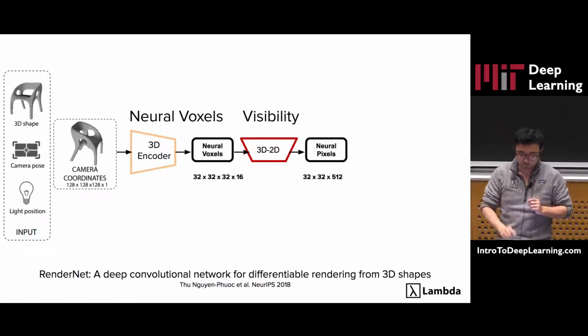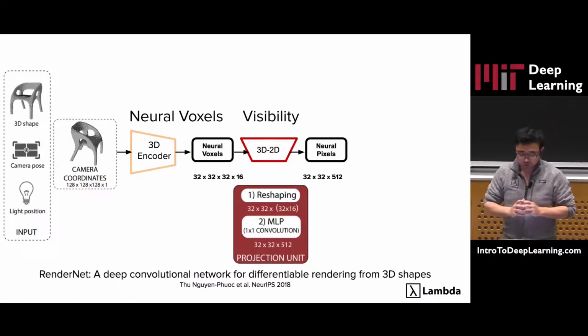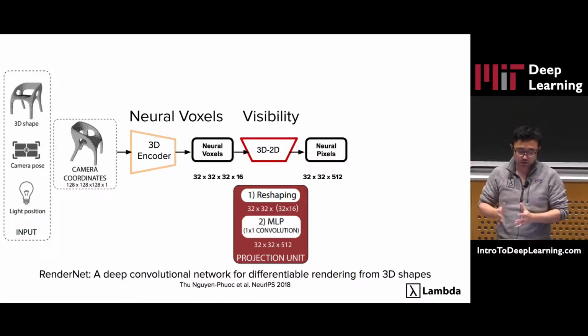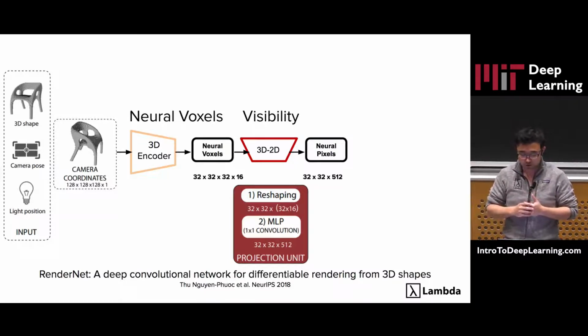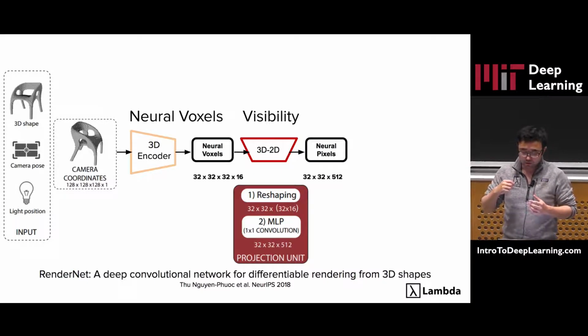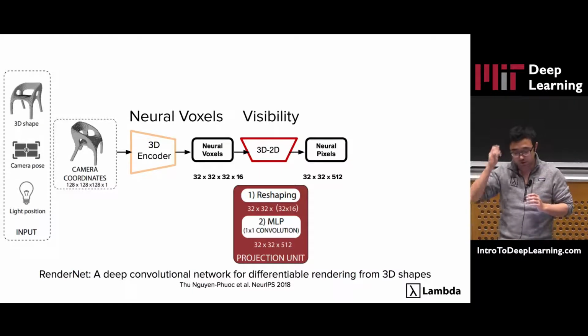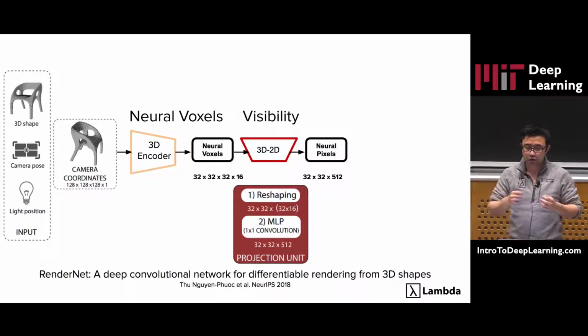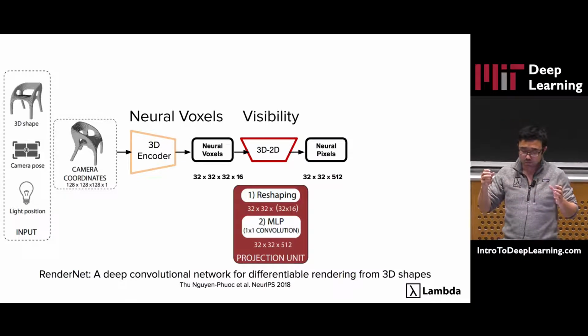To deal with this problem, we use something called a projection unit. This projection unit first takes the 4D input tensor, which is this neural voxel, and reshapes it into a 3D tensor by squeezing the last two dimensions. The last two dimensions are the depth dimension and the feature channel dimension. Then you learn a multi-layer perceptron, which learns to compute the visibility along the squeezed last channel. On a higher level, you can think of this multi-layer perceptron as an inception network that learns to integrate visibility along both the depths and the features.